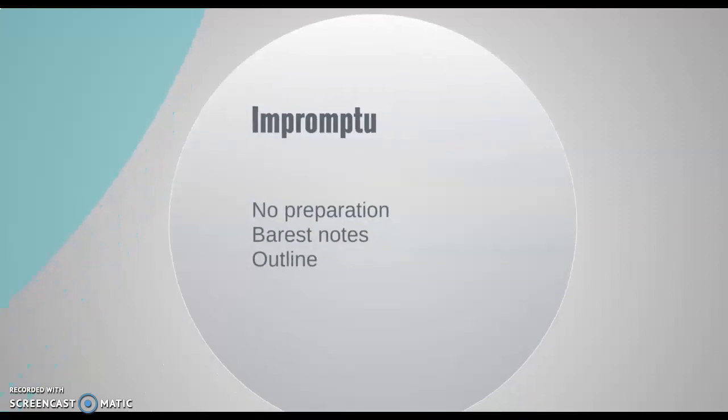Impromptu has no preparation, as you have seen. You have no notes other than the topic you have to speak about, and an outline, well, depending on your head. For example, if you have to speak about any problematic situation in your life, you can make a mental outline, and you can use that phrase and your anecdotes as bare notes.